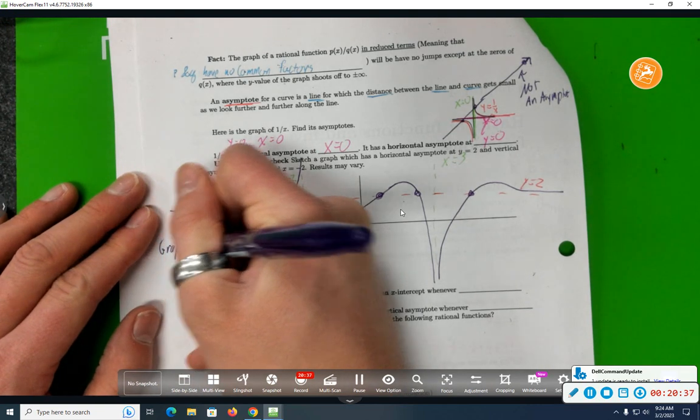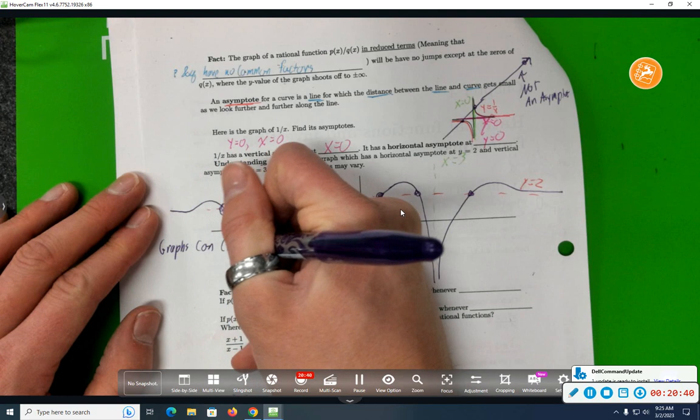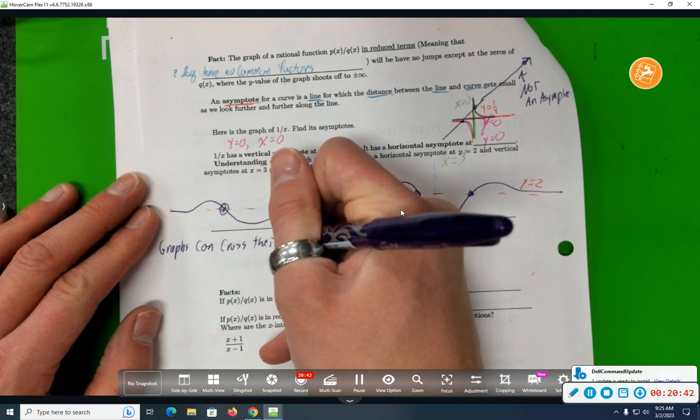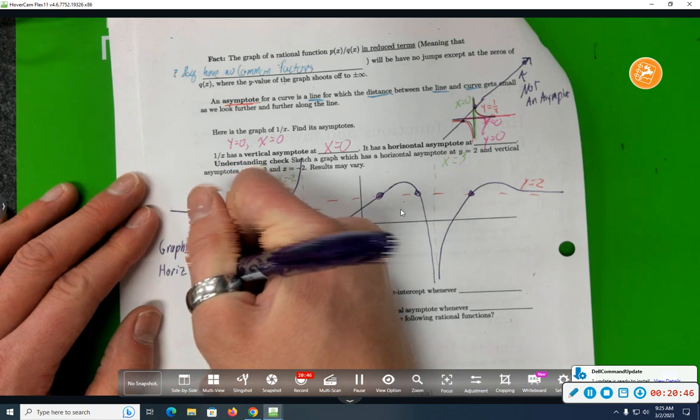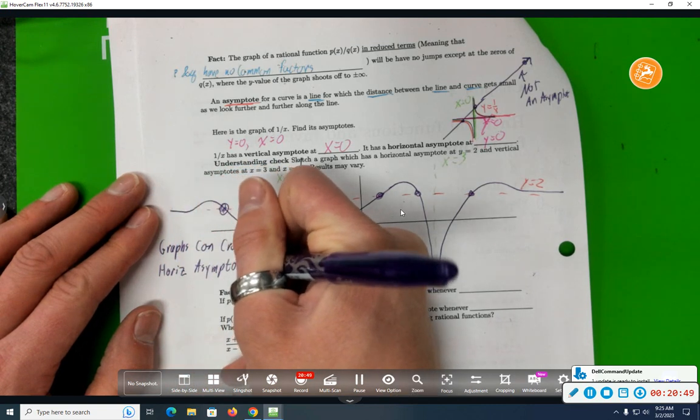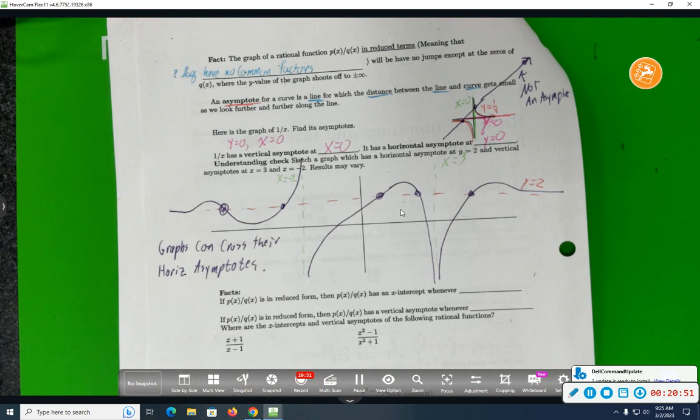Graphs can cross their horizontal asymptotes. That's allowed. They don't have to. Like we saw 1 over x doesn't ever touch its horizontal asymptote. But a function can cross its horizontal asymptote. Horizontal asymptotes don't disallow that. To be a horizontal asymptote just means when you look very far along the line, the graph stays close to that line.